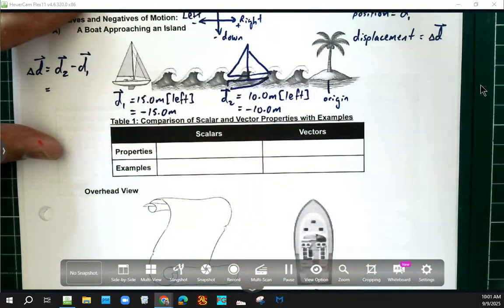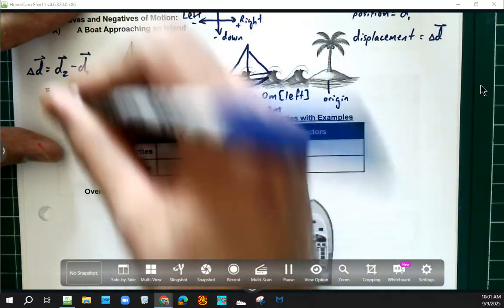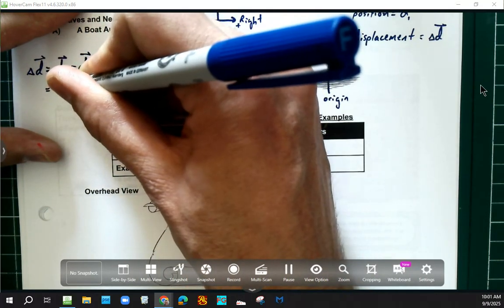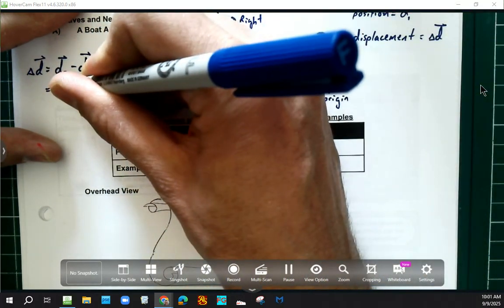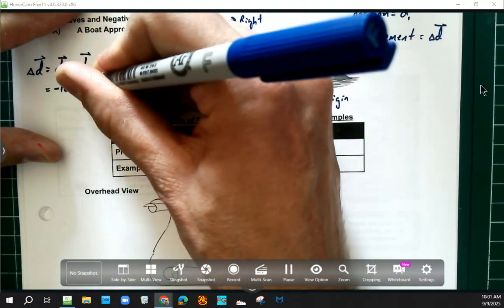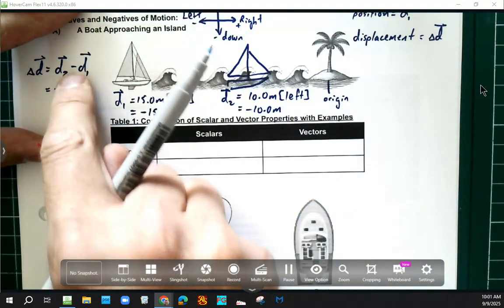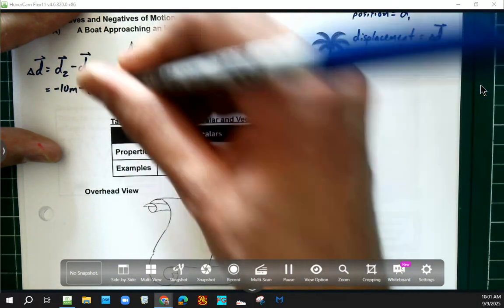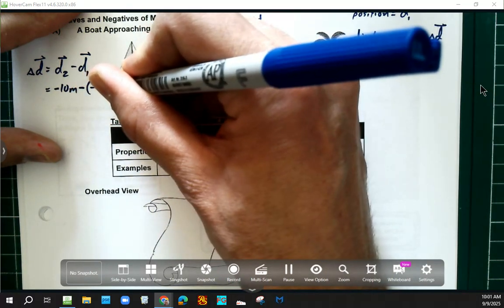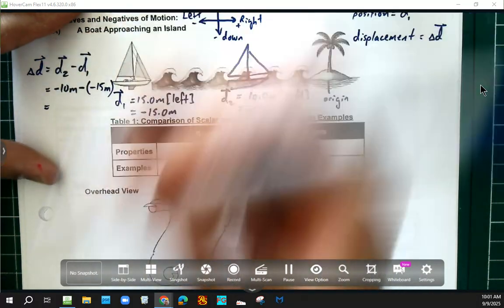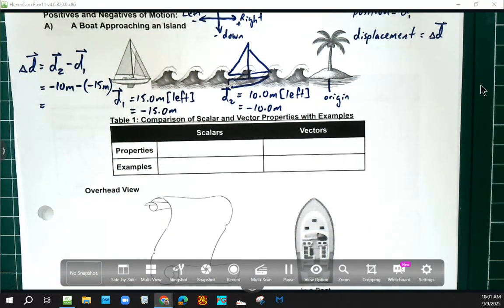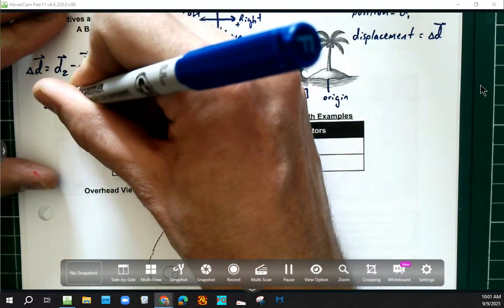Anyway, when I sub in my values, I say, okay, well, D2, that was negative 10. I'm going to drop the 0.0 just because I'm going to run out of space. Negative 10 meters. And then minus, notice the minus is a part of the formula, just like it would be for y2 minus y1 in math class. So minus negative 15 meters. And negative 10 minus negative 15, what do you get? Positive 5. Positive 5 meters.